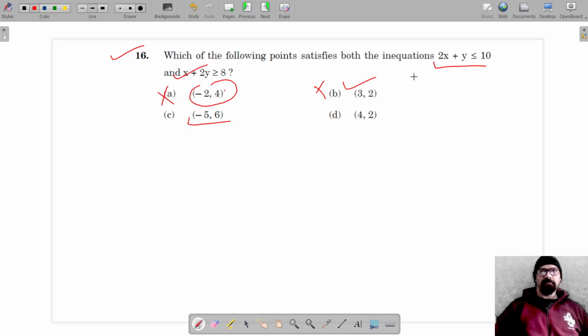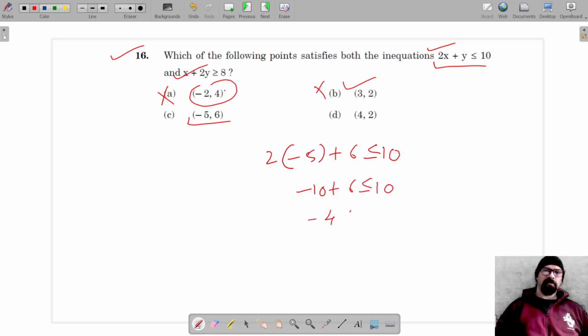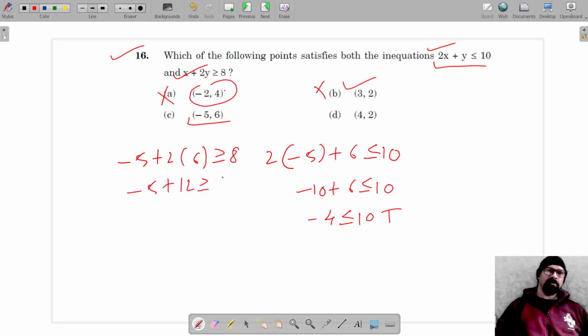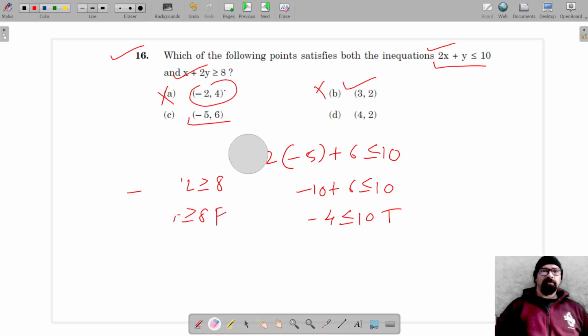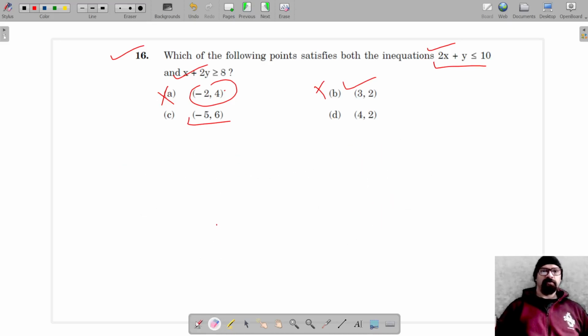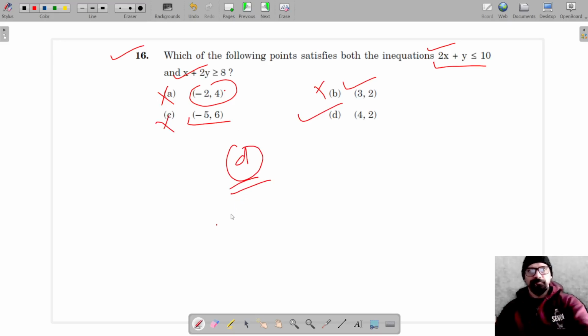Let's check minus 5 comma 6 for this one. So 2 into negative 5 plus 6 is less than or equal to 10. Negative 10 plus 6 is negative 4, which is less than or equal to 10, which is true. Okay, for the second equation, it's negative 5 plus 2 into 6 is greater than or equal to 8. So negative 5 plus 12 is 7, which is greater than or equal to 8, which is false. So we are only left with the last one, which will satisfy these equations. So our option is option D, 4 comma 2.